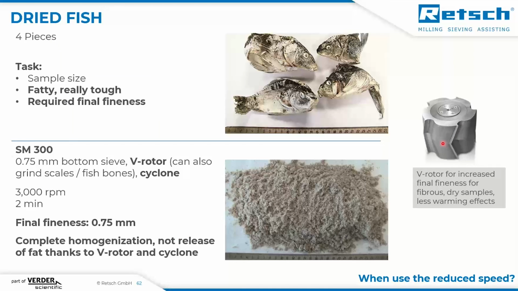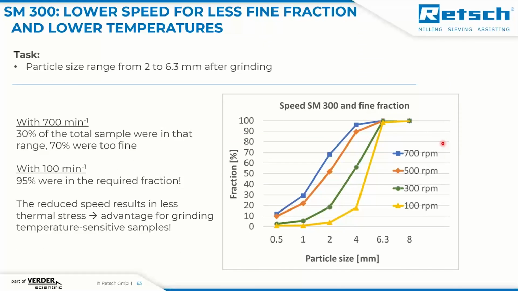When do we reduce the speed? We tend to reduce the speed in cutting mills when we like to reduce warming effects or when we like to reduce the fine fraction in the ground sample. Here the customer asks us, I'd like to have small scale production of poultry feed, so I need something between 2 and 6 millimeter after grinding. Chicken do not like to pick up a powder and they do not like to eat the whole grain, so somewhere the middle fraction is required.